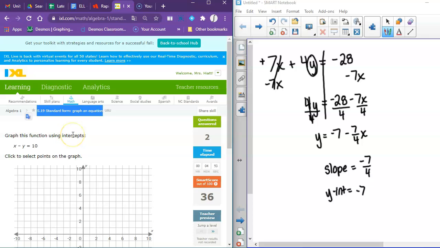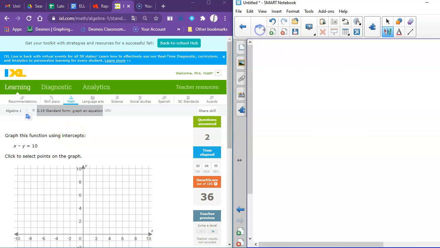Okay, let's try the next one that we've got here. Alright, so to graph this, we need this to be in y equals mx plus b form, which means we've got to get this y right here by itself.